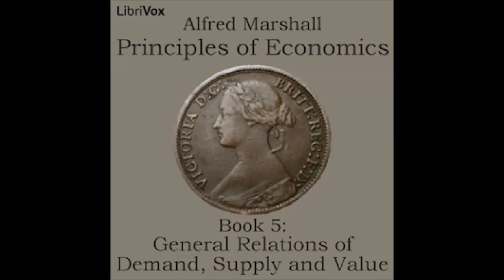Principles of Economics, Book 5, by Alfred Marshall. Chapter 6. Joint and Composite Demand, Joint and Composite Supply.